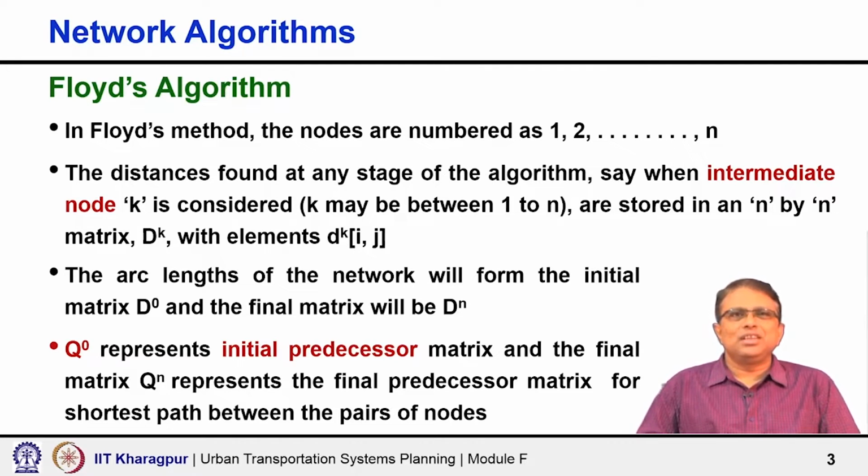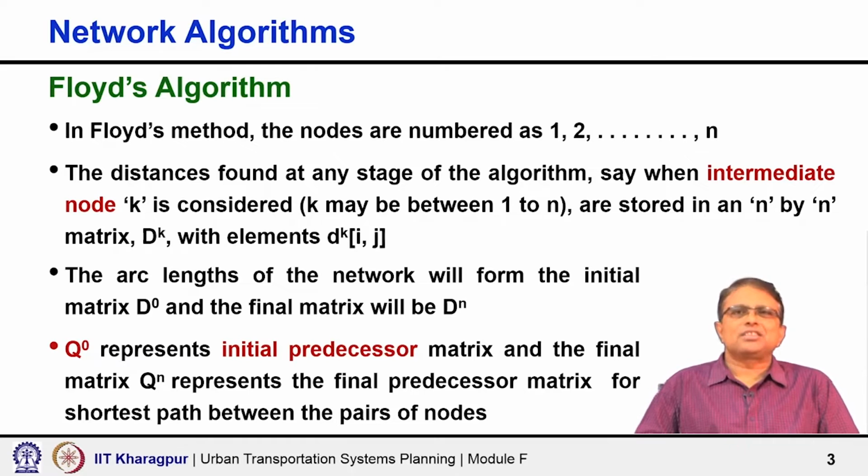So, generally we are considering a node k, where k may be any number between 1 to n depending on what the iteration number is. These distances are stored in an n by n matrix, because as I said we are dealing with shortest path from all home nodes to all home nodes. That means 1, 2, 3, 4, like that if there are n nodes, from each of these home nodes to all other home nodes, we are trying to find the shortest path. So, we are storing that distance data in a matrix called D^k.